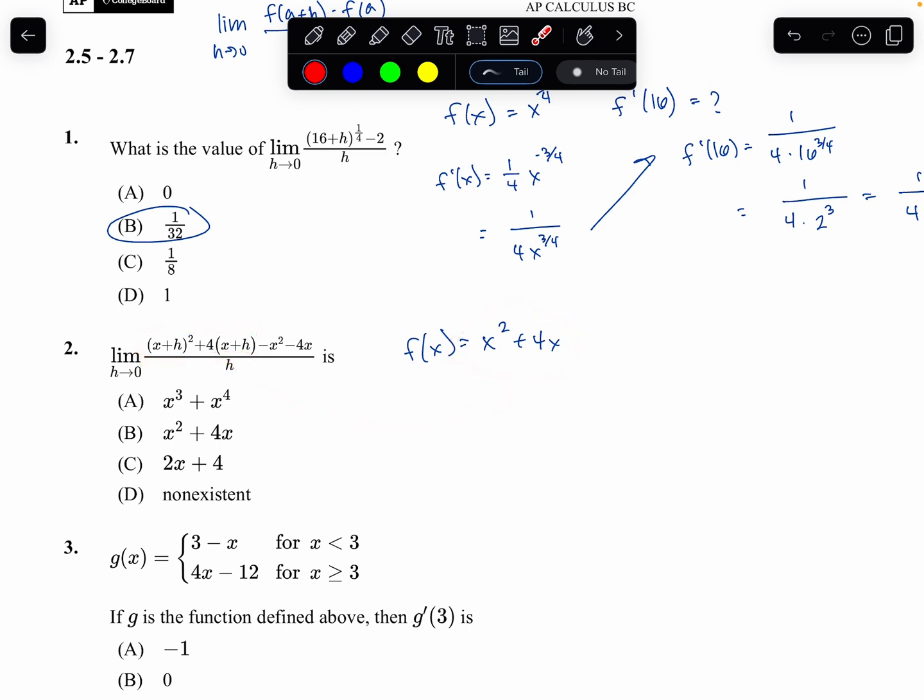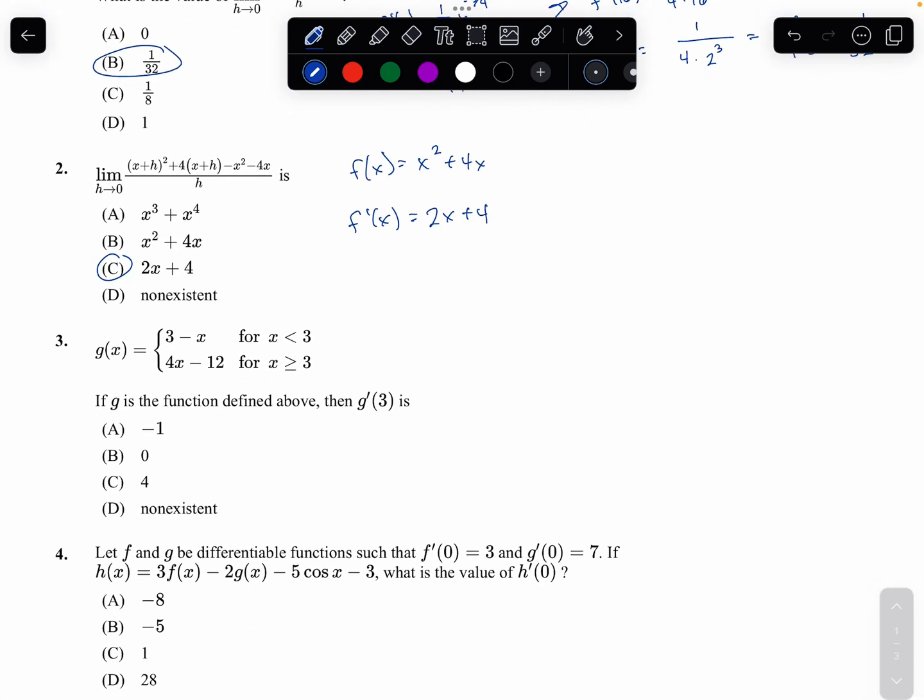Now we're not taking the derivative at a certain value, this just means what is the general derivative. So f prime of x is going to be equal to 2x plus 4, just using the derivative shortcut rule. Drop the power, decrease it by 1. In this case, the power is 1, drop the power, that's still going to be 4. x to the 0 power is going to be 1. So this is what this expression would be, and so it's going to be C.